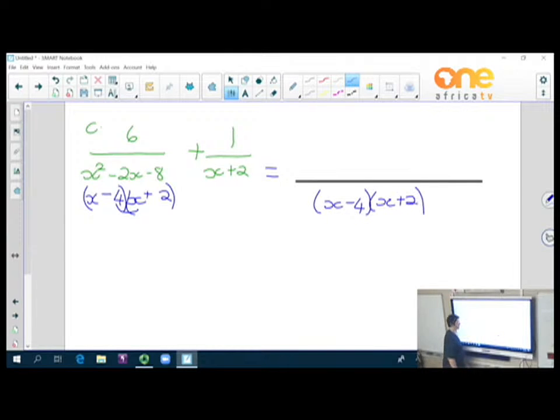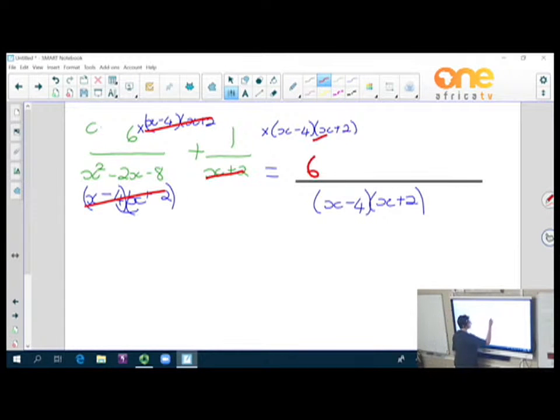That is my LCM. So I multiply now here with x minus 4, x plus 2, and I multiply here with x minus 4, x plus 2. Don't be lazy for these steps. Otherwise, you're going to really struggle to do this. So now both of them will cancel out there, and they remain a 6.